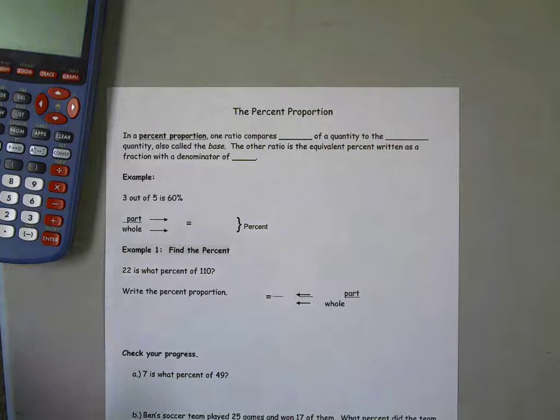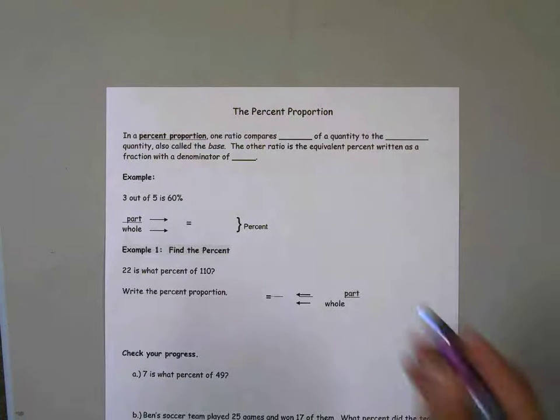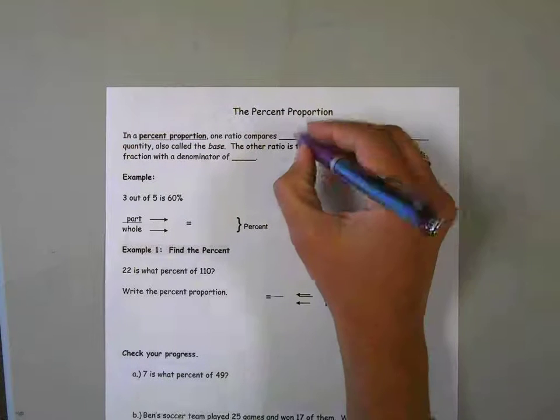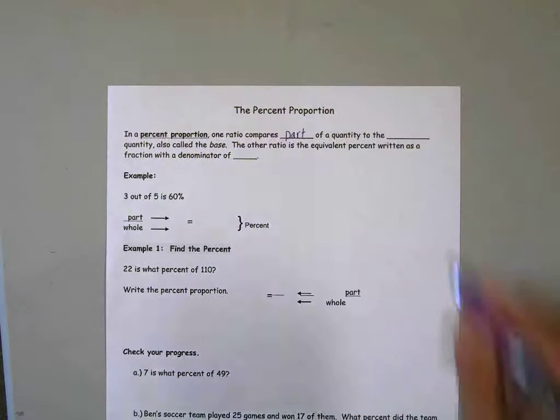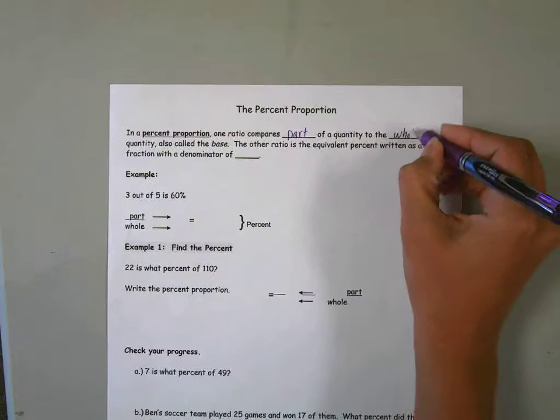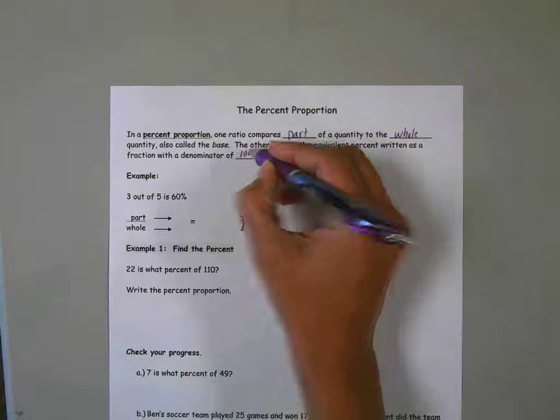Today we are going to look at the percent proportion to solve percent problems. So in a percent proportion, one ratio compares part of a quantity to the whole quantity, also called the base. The other ratio is the equivalent percent written as a fraction with a denominator of 100.